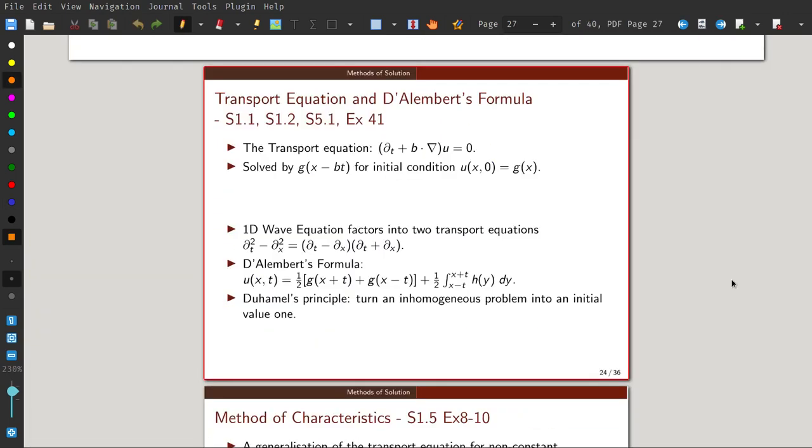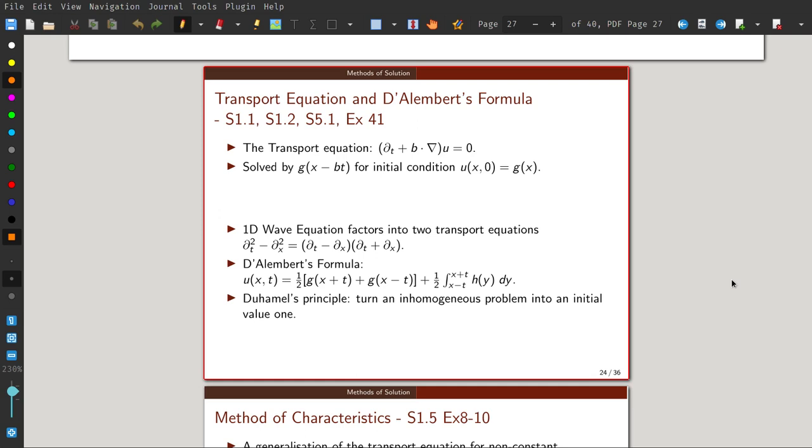Okay, so that covers the methods of solution for the Laplace equation and for the heat equation. So let's move on to the transport equation and the wave equation and other first order systems of equations now. So I've put together the transport equation with the one-dimensional wave equation because the solution of the one-dimensional equation comes from the solution of the transport equation.